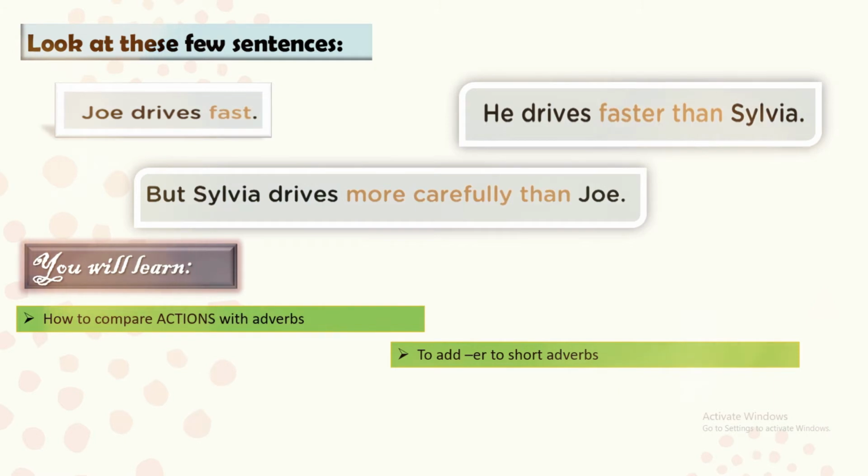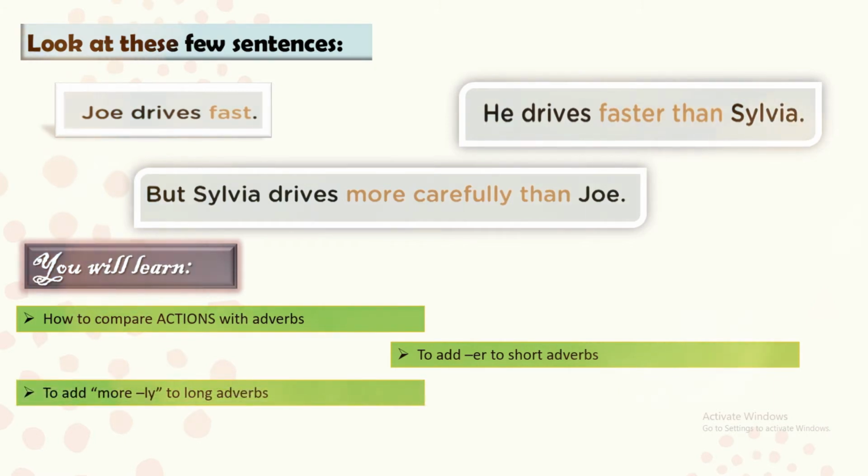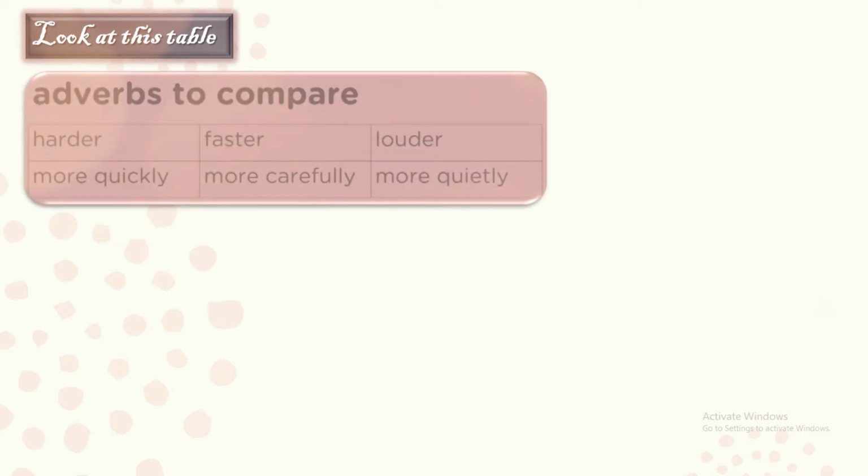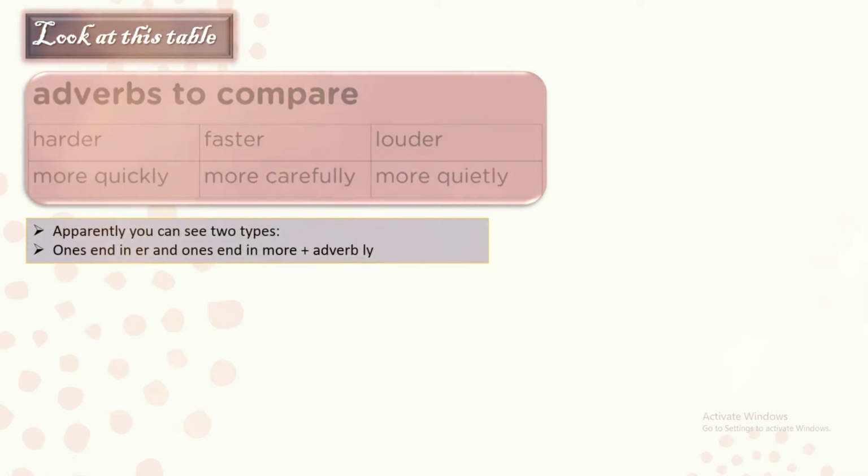Add er to short adverbs, add more to long adverbs, and make sentences using them. Look at this table first. Adverbs to compare: harder, faster, louder, more quickly, more carefully, and more quietly. All of these are called adverbs. Apparently, you can see 2 types. Ones end in er, like harder, louder, and ones use more, like more quickly, more quietly.